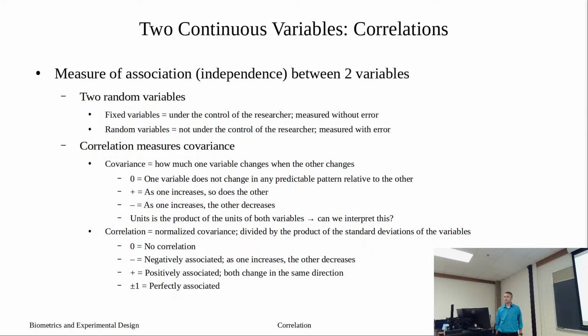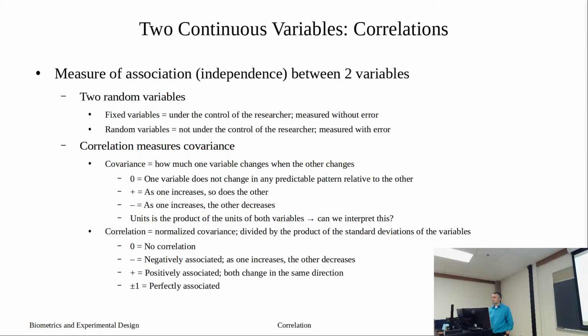Now, with the random variables, as you probably heard Cameron mention, we've got fixed variables and random variables. A random variable is a variable that's not under our control. Like for Cameron's stuff, it was the individual skunk. It's a random variable. That skunk is not under her control. But a fixed variable is under the control of the researcher in that we can measure it without error.